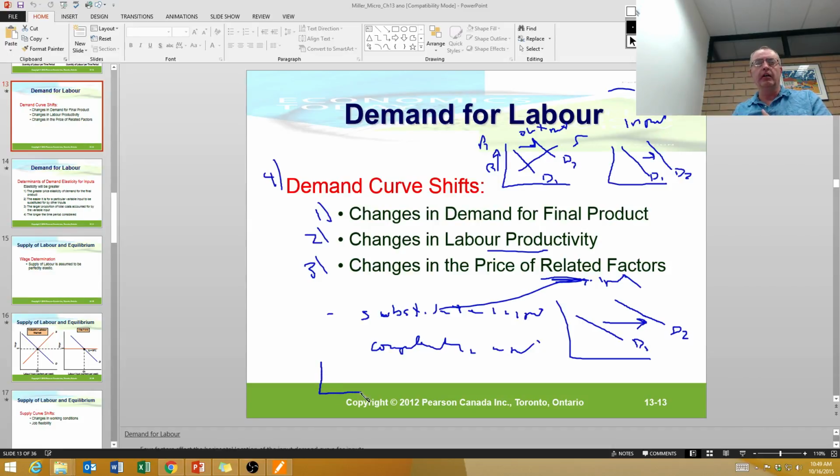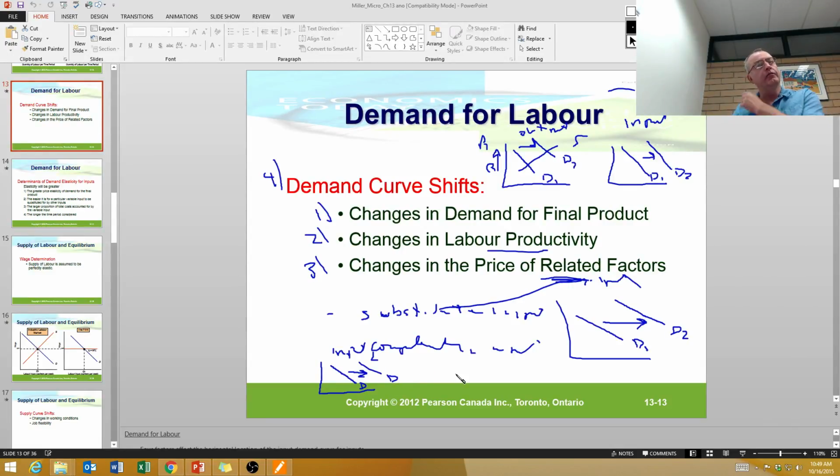So if we have labor and capital and we say they're substitutes, and let's say the input is labor, if the price of capital, if the price of equipment increases, then the firm is going to want to use more labor instead, and so the demand curve for labor will shift outwards.